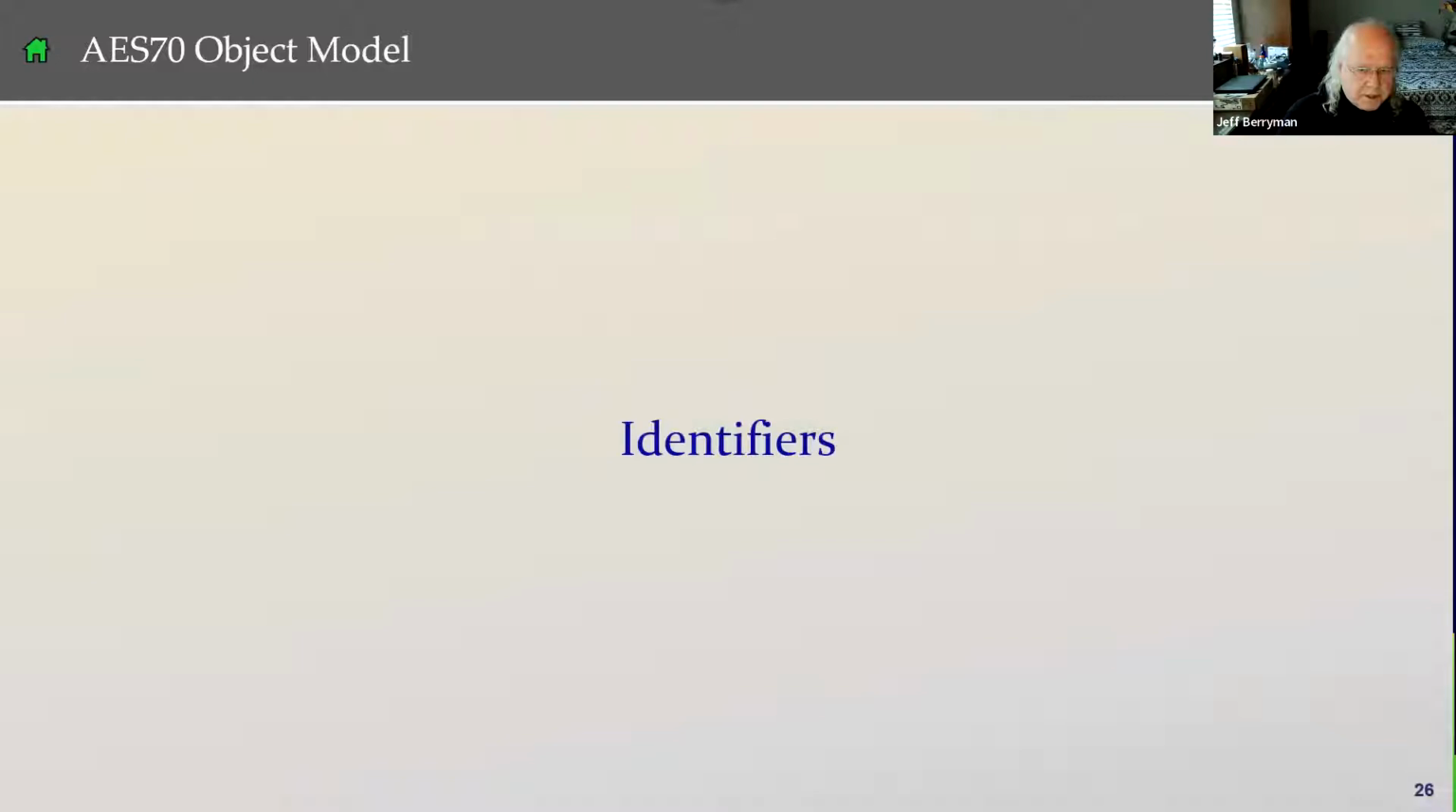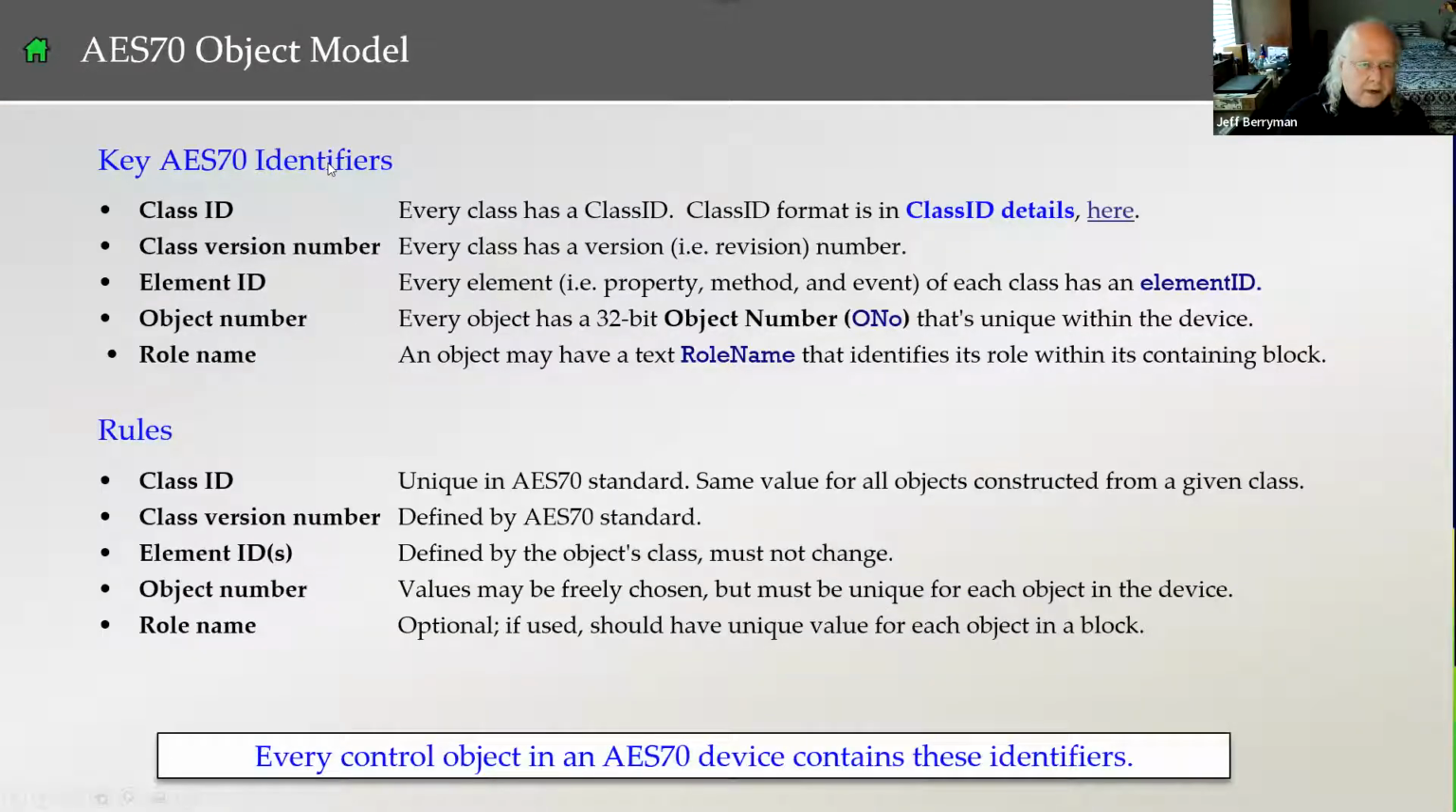Identifiers. Just to summarize, I've kind of talked around this. Here are key AES70 identifiers. These are identifiers that controllers have to know for some reason. You have to know them when you're building your device, and controllers have to know them when they're controlling the device.